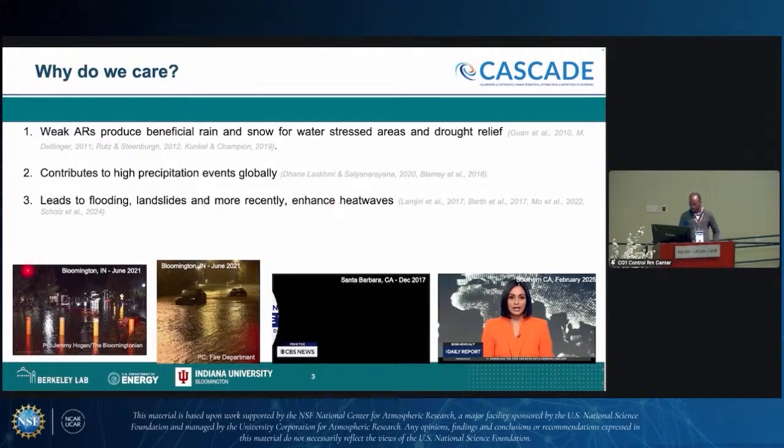This event here, which is Bloomington, Indiana in 2021, was an atmospheric river event that brought about 6 inches of rain in 8 hours. So they can bring a lot of rain, a ton of it. This is also downtown Bloomington. We had 1 casualty from these extreme precipitation events. So they are very important.